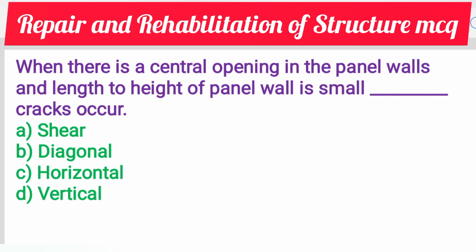Next question, when there is a central opening in the panel walls and the length to height of the panel wall is small, dash crack will occur. Option A shear crack, option B diagonal crack, option C horizontal crack, option D vertical cracks. So the correct answer is option C horizontal cracks.